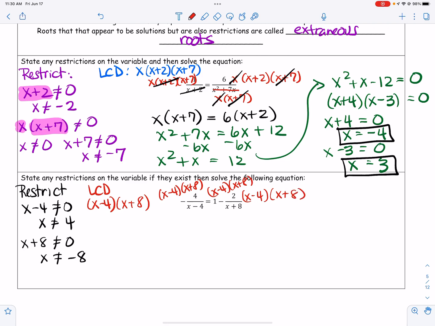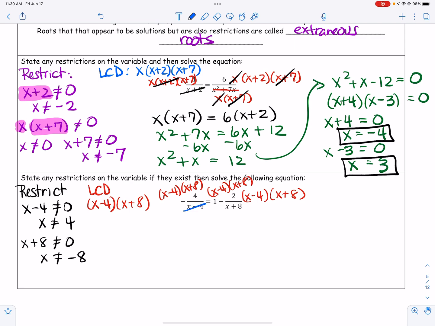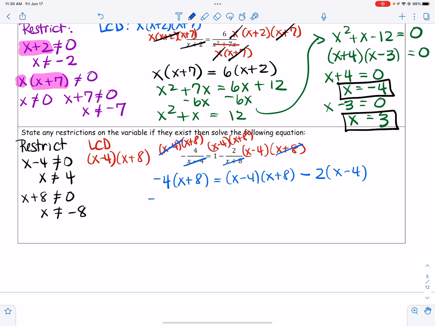So I'm writing the LCD next to every term, and then I'm going to get a different color. This x minus 4 cancels this x minus 4. Be careful because that is a negative 4, and then I have to multiply it by x plus 8. And then I have 1 times x minus 4, x plus 8, and then I've got minus 2, and the x plus 8's cancel, and I'm left with x minus 4. So now I've got a lot of distribution and cleaning up. So negative 4x minus 32.